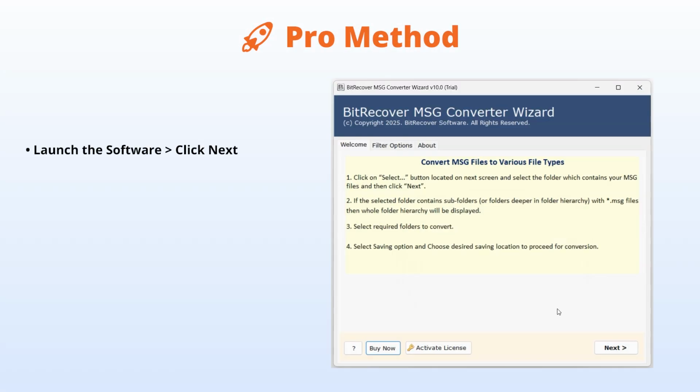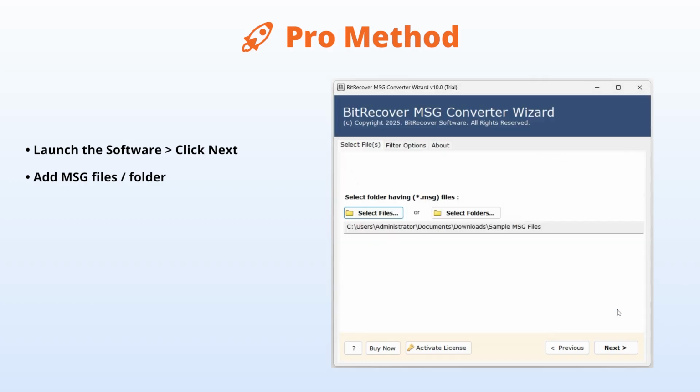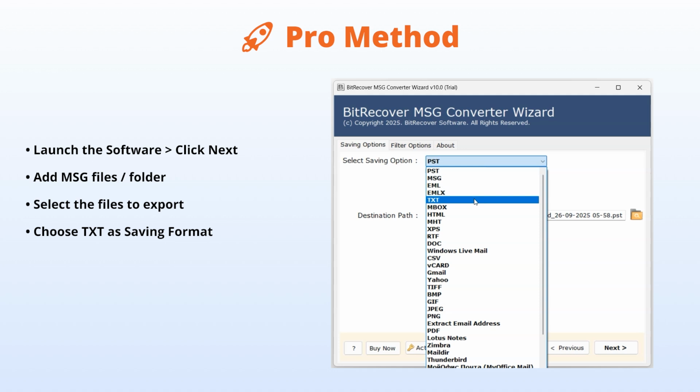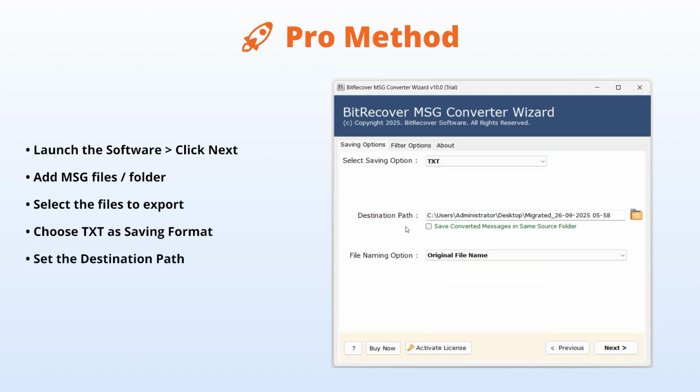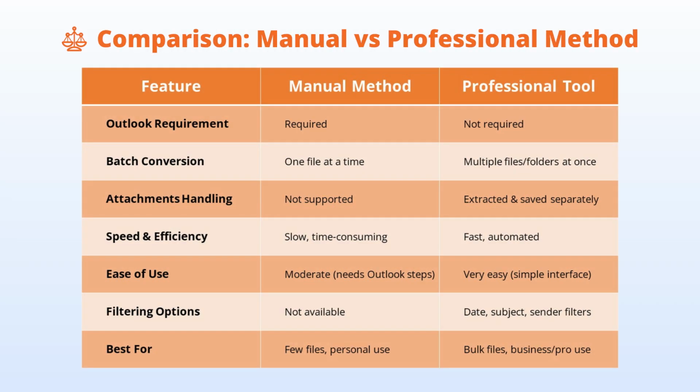Launch the software, and click Next to begin. Add MSG files or folder containing MSG files. Select the files you want to convert. Choose Text as saving format. Set the destination path. Pick a naming format. And lastly, click Convert. Let's have a look at the comparison between the manual and professional methods.